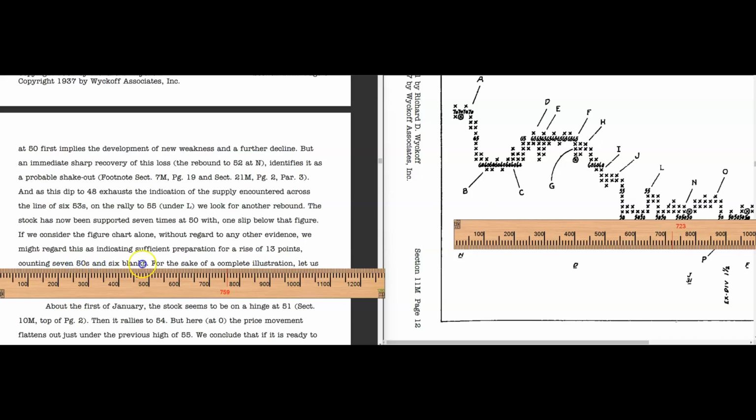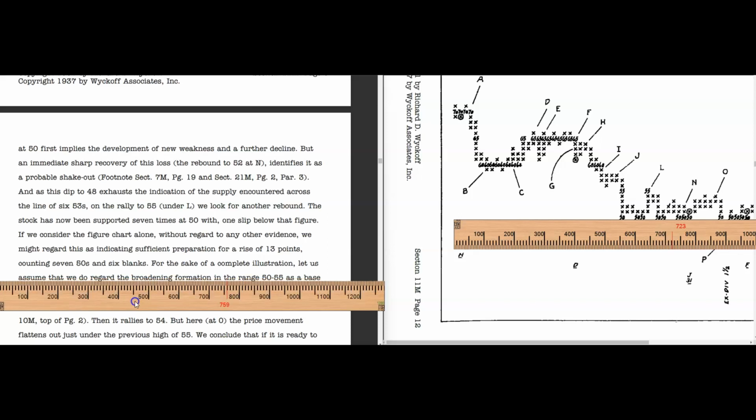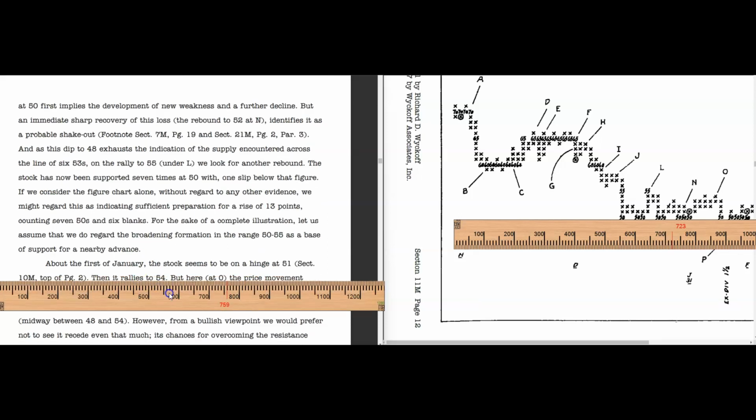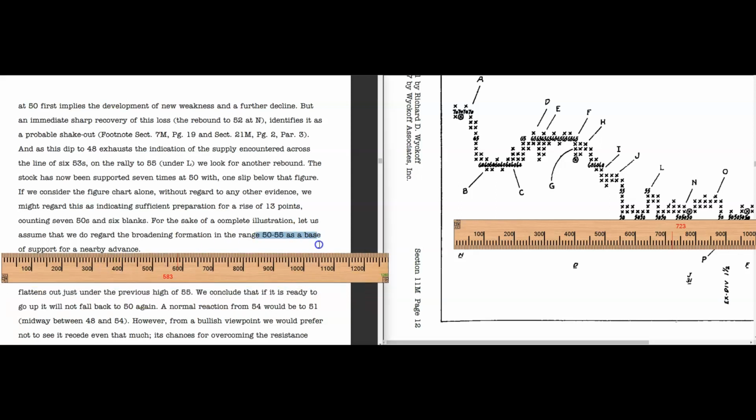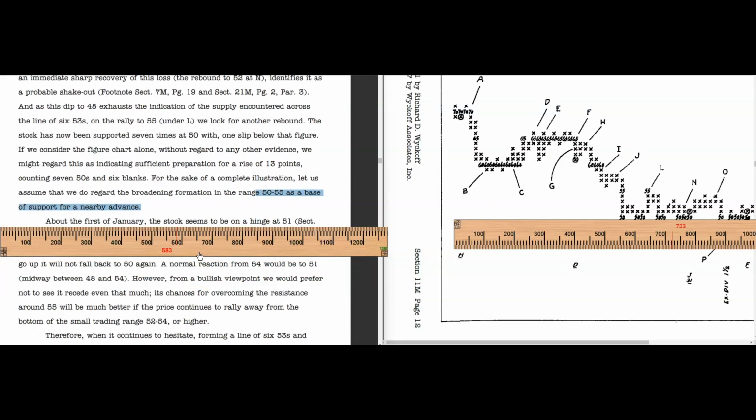Counting 7 X's and 6 blanks. 1, 2, 3, 4, 5, 6, 7. I count 8. Anyway, I count 8, but he's counting 7 50s and 6 blanks. It's all right. So for the sake of complete illustration, let us assume that we do regard the broadening as a base of support for an A-buy advance. Base of support, okay? Like you need a base of resistance for a move down.